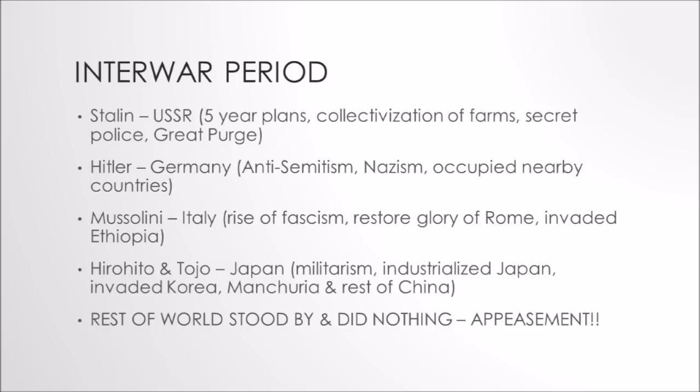In 1939, World War II breaks out. Stalin takes over the Soviet Union. He collectivizes the farms, has secret police, and the Great Purge. Hitler is anti-Semitic, a Nazi, and occupied nearby countries. Mussolini led the rise of fascism in Italy, restored the glory of Rome, and invaded Ethiopia. Hirohito and Tojo led Japan. The rest of the world stood by and did nothing. This is known as appeasement.